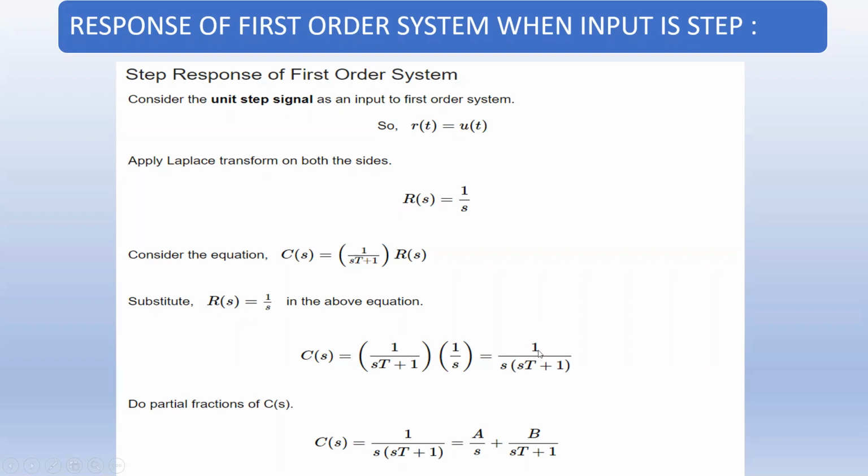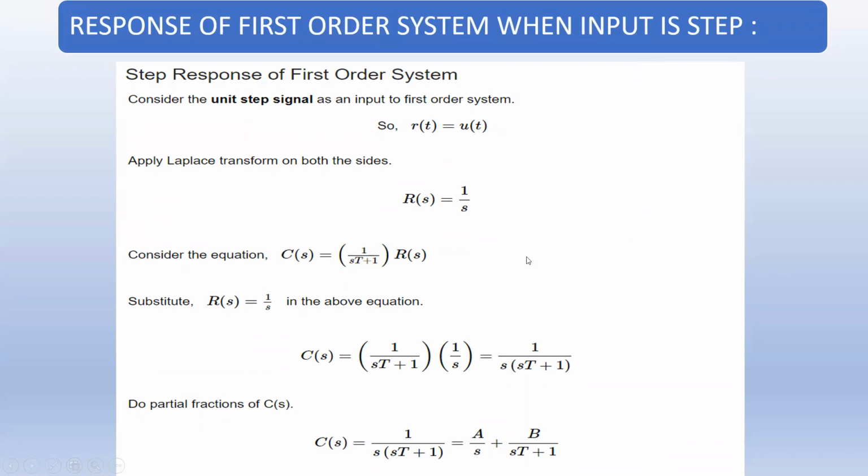There is no direct formula for S domain equations of this form. We have the inverse Laplace transform for 1 by S, that is the unit step signal u of t. And if we have 1 by S plus a in the Laplace domain, the inverse Laplace is e power minus at. Remember the time shifting property. If you have not watched the inverse Laplace transform video, please do watch it. It has been uploaded in the signals and systems course.